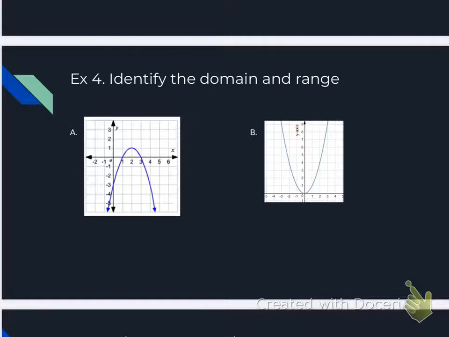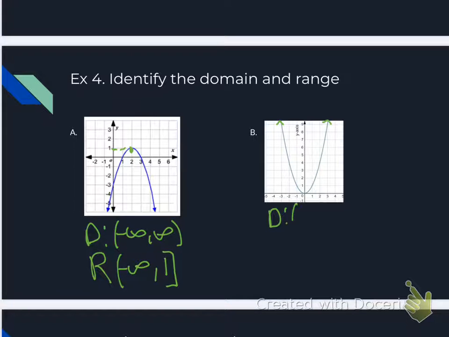Okay, domain. You see again, this one has arrows, so -infinity to +infinity. Range, our lowest number is -infinity. It goes to our highest number, which is 1. It's at 1, so we put a bracket around it. We don't have the arrows, so we're going to add those in. So our domain here is -infinity to +infinity.